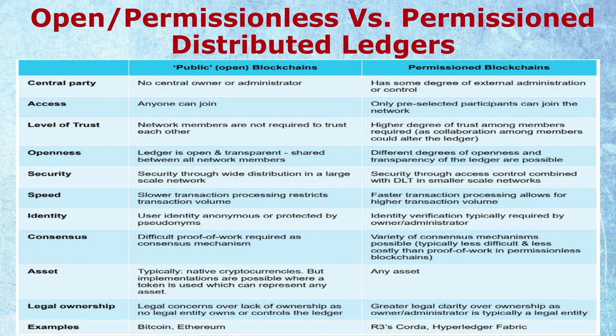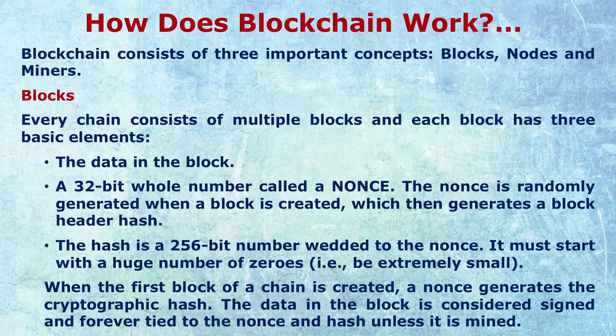So, here is the comparison between the open or permissionless versus permissioned distributed ledgers on some characteristics, as you can see on the screen, like central party, access, level of trust, openness, security, speed, identity, consensus, assets with examples. Let us understand how blockchain works. Blockchain consists of three important concepts: blocks, nodes and miners.